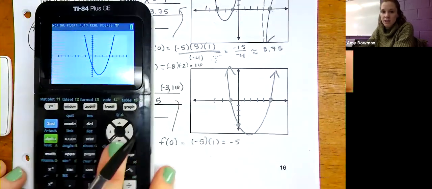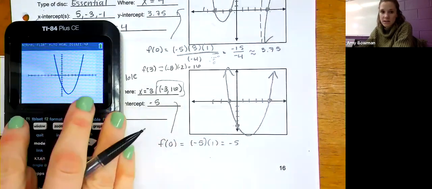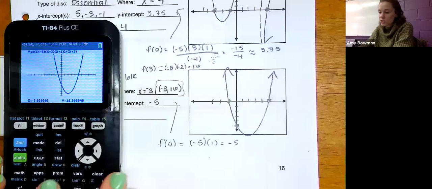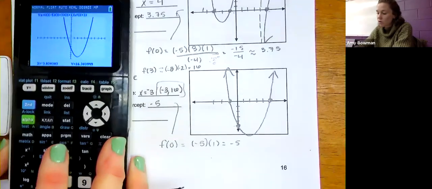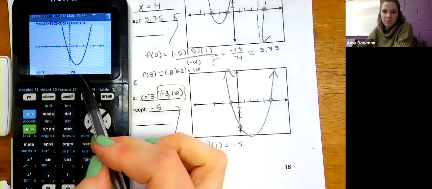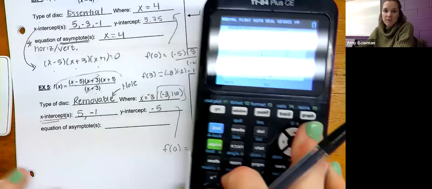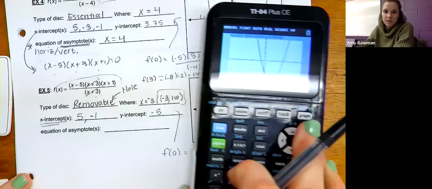The interesting thing on this one too is since we know there's a hole at -3, 16, I can hit the trace button and actually type in -3. There is a hole on this graph, so when I type in -3 for x, I should not expect an output. So we see there is no output for y here because there's a hole there from this denominator of x plus 3.